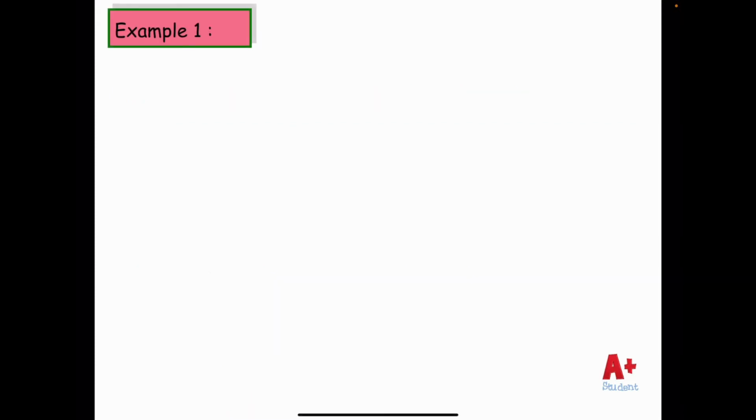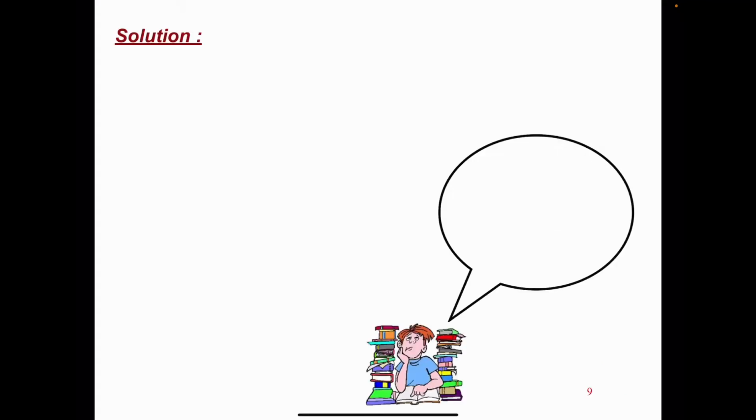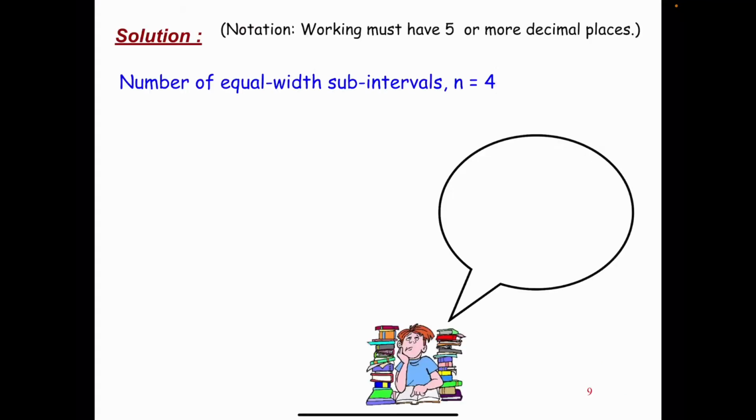Okay, now let's look at example 1. Evaluate integration of ln x dx from 2 to 6 with 4 strips subinterval by using trapezoidal rule. Give your answer correct to 4 decimal places. Okay, so from the given information, we know that our n equals 4, and note that working must have 5 or more decimal places.